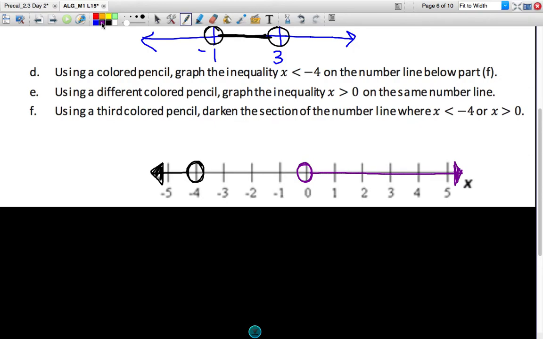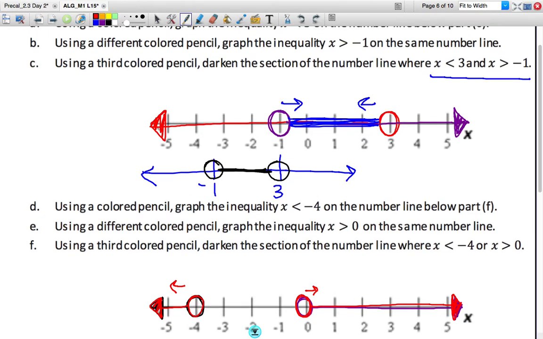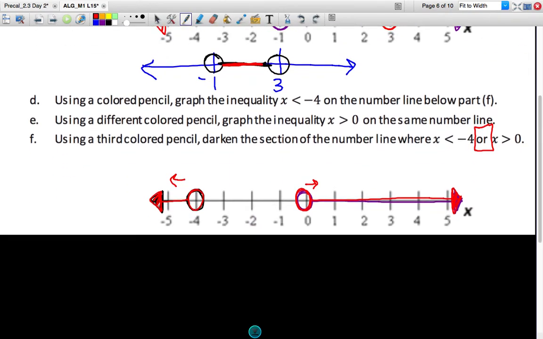Part F says, darken the section of the number line where x is less than negative 4 and x is greater than 0. So again, it would be this entire section. If you notice on this problem, these two don't connect in the middle. And if you look at the direction differences between C and F, the difference is the keywords "and" and "or." "And" will always connect in the middle. "Or" is always 2 points going opposite ways.